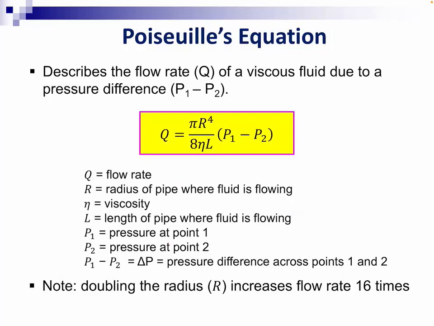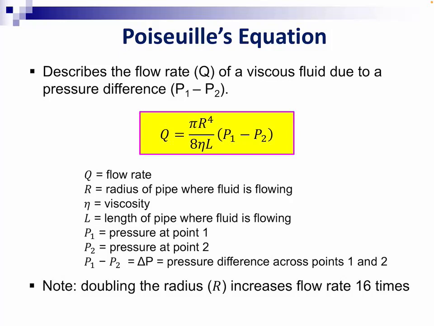Mathematically, Poiseuille's law is given by this equation. Okay. Is it another scary equation? Yeah, we'll dissect that equation. It's probably not as bad as you think it is. We'll look at an example later on. But Poiseuille's law describes the flow rate. So it's how much fluid flows across a surface, right? And it's related to the pressure difference because it's a viscous fluid.